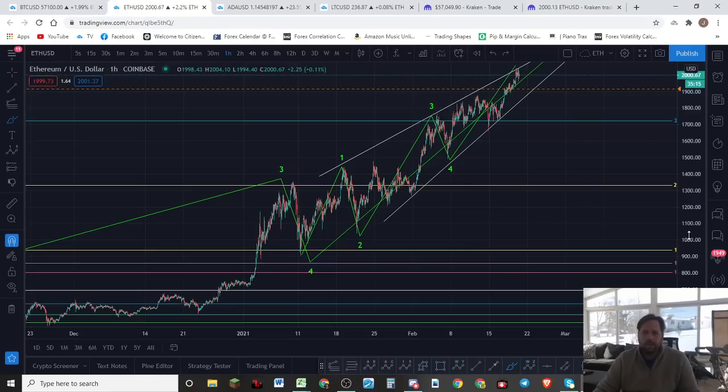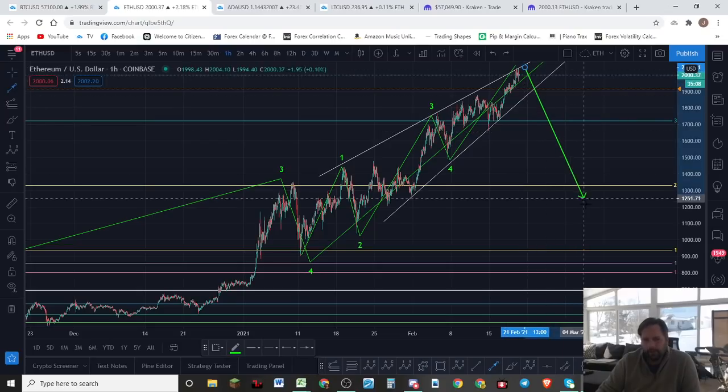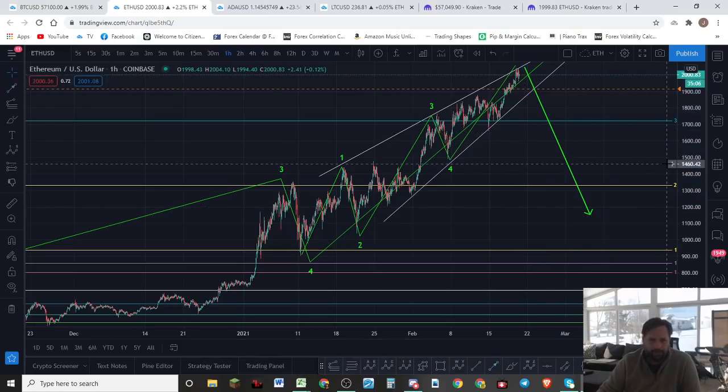So that's a possible count for you guys, and that would lead us to believe then that we are going down from this region. We may have another high to hit. We may have already hit the high last night. All kinds of things. So we've got different ways of looking at that. But there's a possibility. Option number 1 for you.